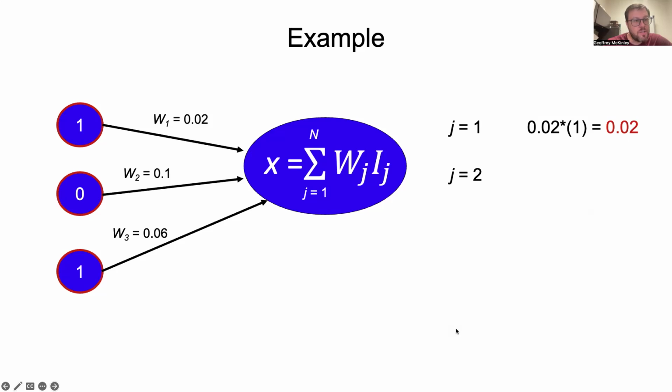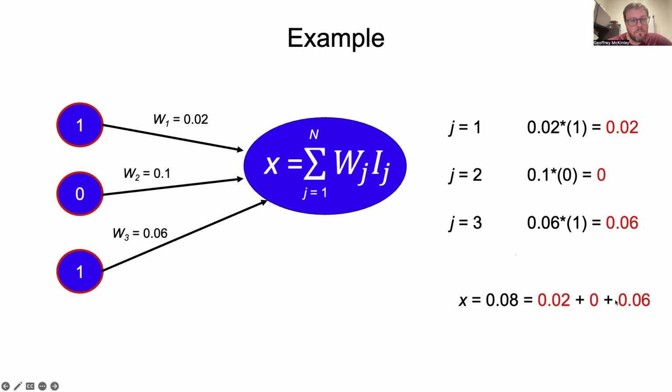Okay. And then for j equals 2, now we're on the second neuron here. The input for that neuron is 0. So we multiply the activation of 0 by the weight, which is 0.1. That gives us an activation of 0. We do the same thing for j equals 3. Now we're just talking about the third neuron. The third neuron has an input activation of 1, and it gets multiplied by the weight, which is 0.06. So we have an activation from that neuron of 0.06.